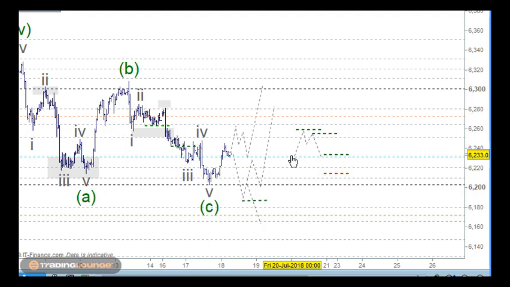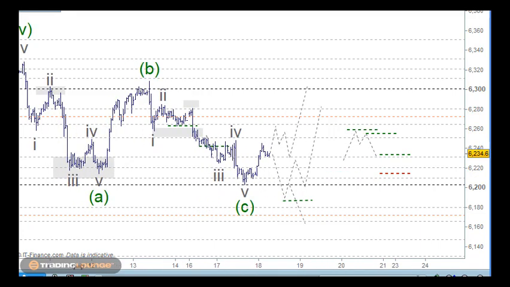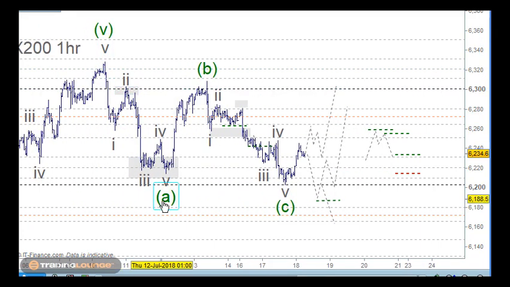When it finds support on the 30, buy there, and then so on to the upside again. So we are looking for long trades based on the fact that this here appears to carry the weight of being a corrective wave, and we'll see one more move to the upside.